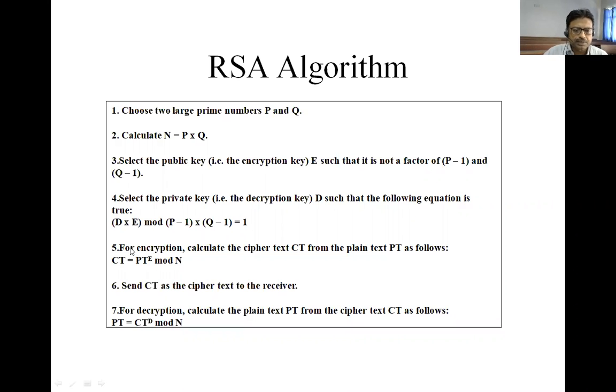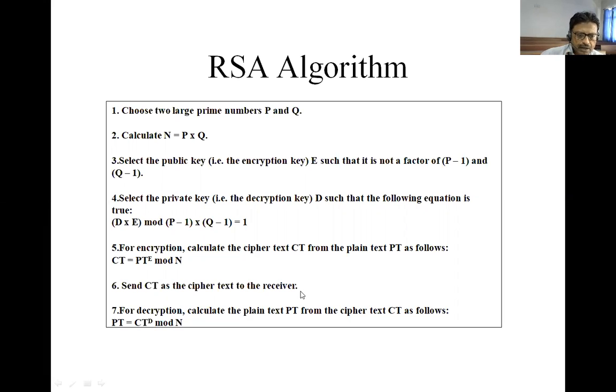And as far as the encryption is concerned, for the encryption process we use the public key, and for the decryption process we will be using the private key. For encryption, we are converting the plain text into ciphertext: the plain text to the power E mod n is calculated, and that becomes the ciphertext. This ciphertext is sent to the receiving end.